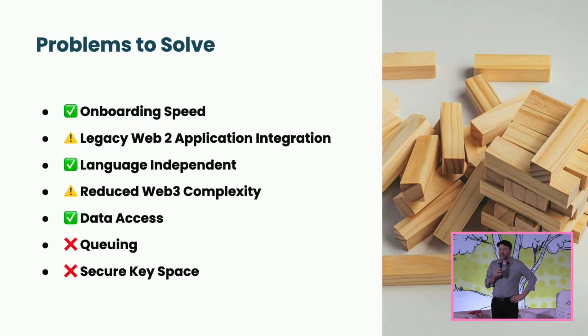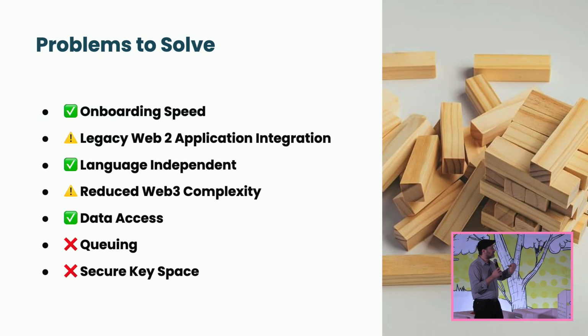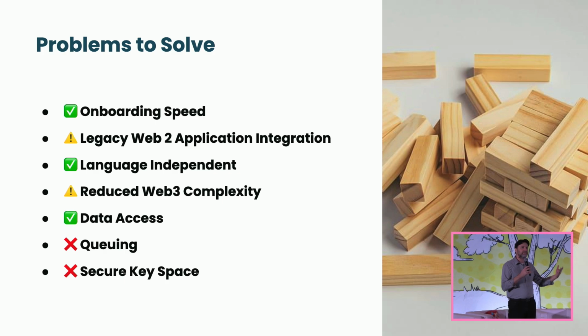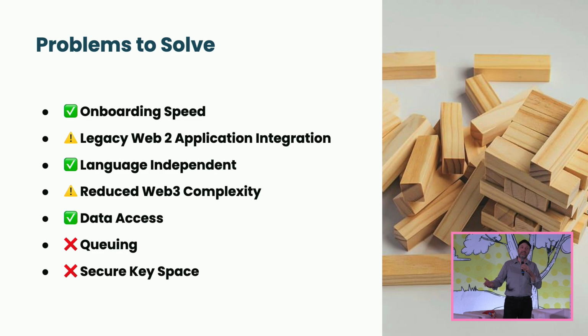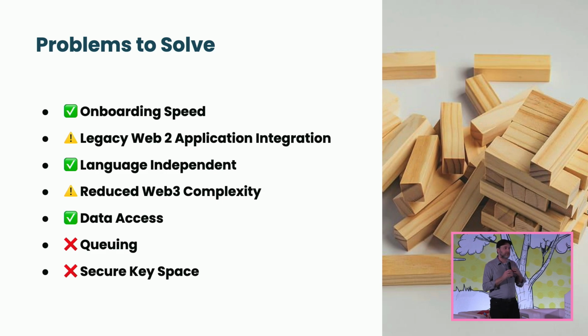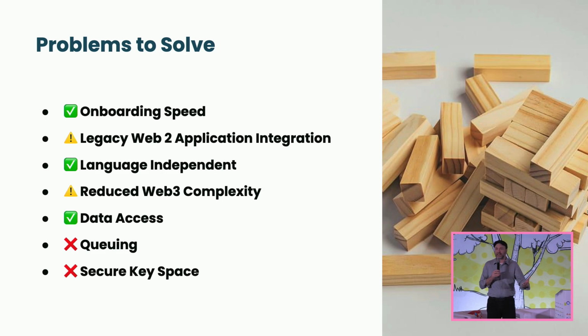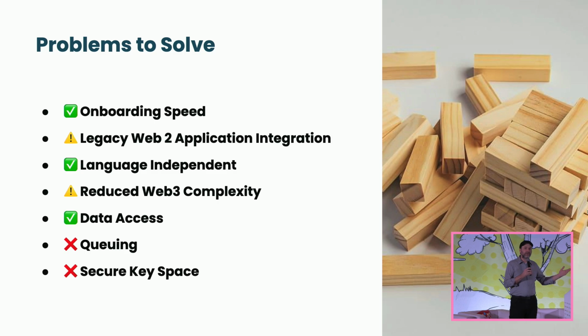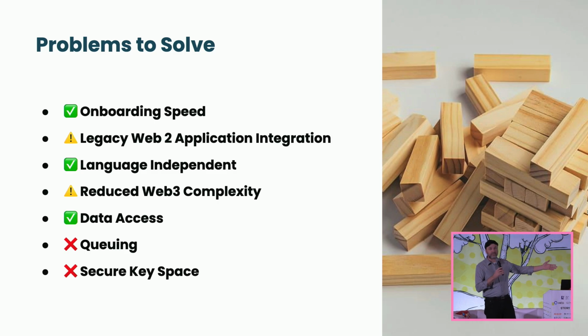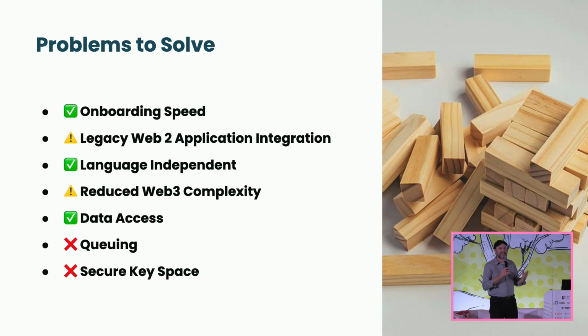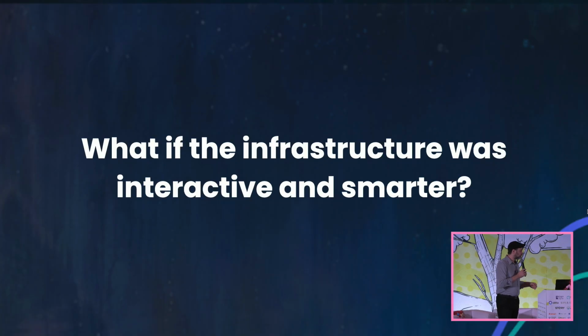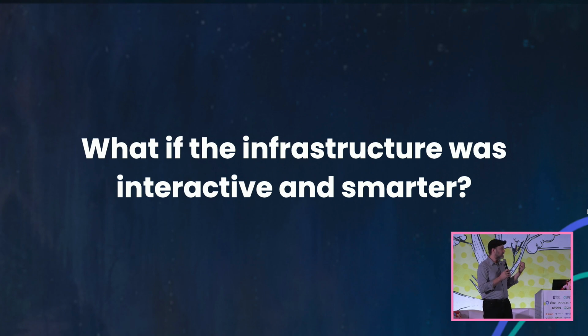Our onboarding speed definitely increased. That's good. We've got a little bit easier Web 2 application integration. We've managed to get language independence with these third-party infrastructure pieces. We've got data access figured out, but we still don't have queuing. Now we've lost our secure key space. It's on a third-party infrastructure server. That's a problem.